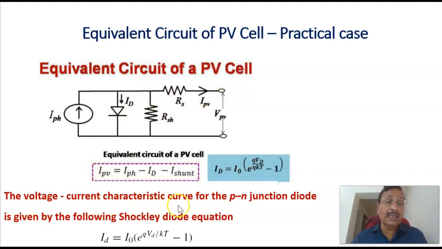The voltage-current characteristic curve of a PN junction diode is given by the Shockley equation. The diode current ID is given by I naught times e raised to QVD divided by KT, minus 1. Therefore, this is the practical equivalent circuit of a PV cell, not the ideal one.